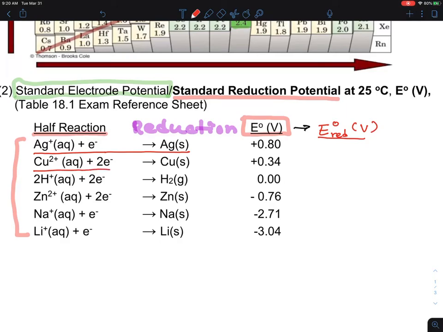Copper gets 2 electrons, and it becomes copper metal. So do the other ones, right? These are the ones you can see. These are lithium and so on. They list these to give you examples. And one thing to give you a reference point is this one.